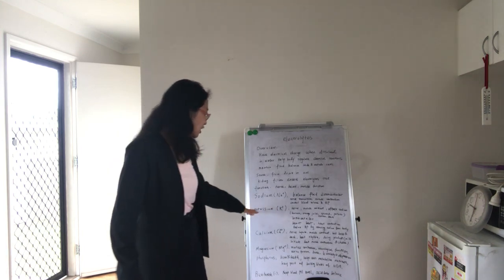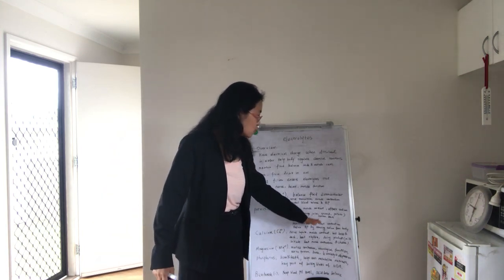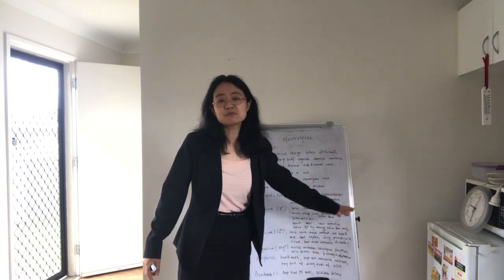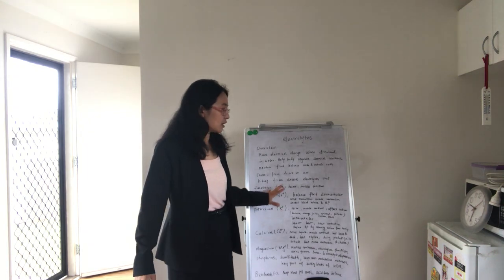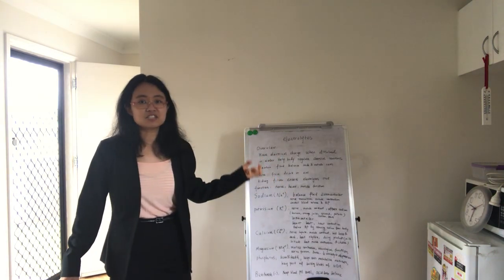Now again, potassium can reduce blood pressure by removing an excessive amount of sodium from the body. So sodium and potassium actually offset each other.